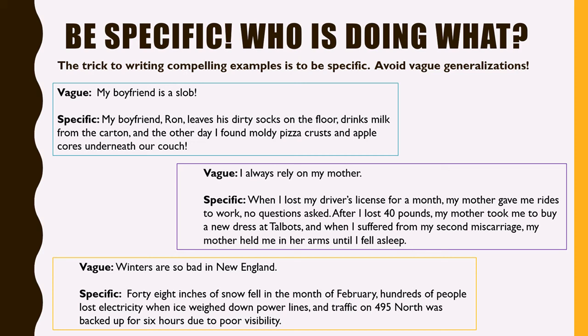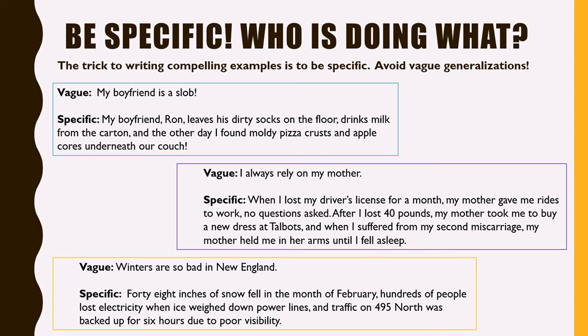So let's do another one. Vague: I always rely on my mother. Here's a more specific way to express that idea using example. So when I lost my driver's license for a month, my mother gave me rides to work, no questions asked. After I lost 40 pounds, my mother took me to buy a new dress at Talbot's. And when I suffered from my second miscarriage, my mother held me in her arms until I fell asleep. So those much more specific examples really show important times when this writer relied on her mother. So the specific example is much more compelling, I think, than the vague one.